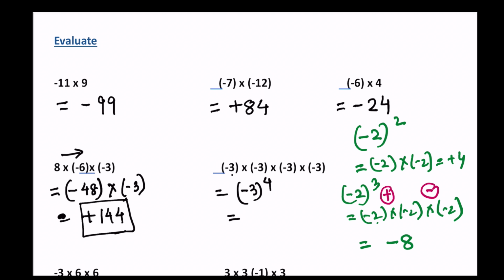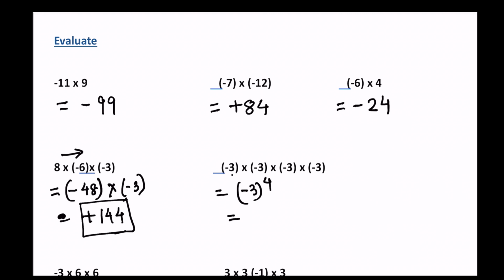So you see, when you multiply a negative integer with an even power, the resulting number is positive. When a negative integer is multiplied with an odd power, the resulting number will be negative. So let's get back to the original problem.